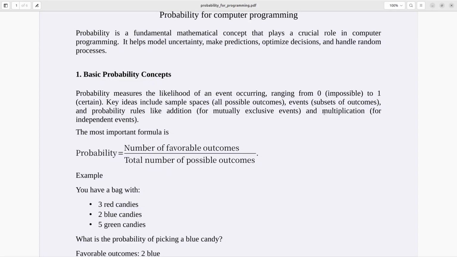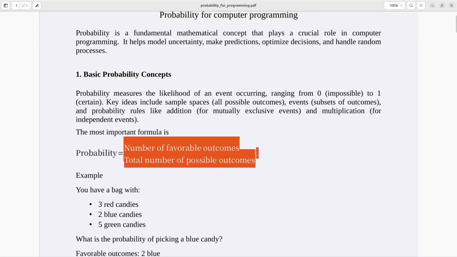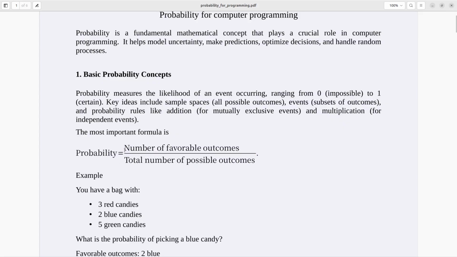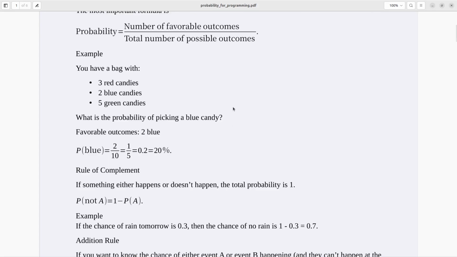And the most important formula for probability is this one. It is actually a fraction: the number of favorable outcomes divided by the total number of possible outcomes. If we're able to count the numerator and the denominator correctly, it is possible for us to get the probability easily. So let us see a simple example of the probability. Suppose we have a bag with 3 red candies, 2 blue candies, and 5 green candies. So what is the probability of picking a blue candy out of these 10 candies in a bag?